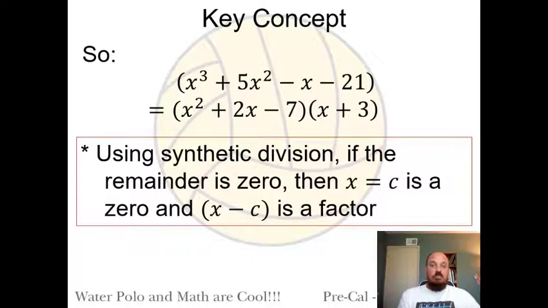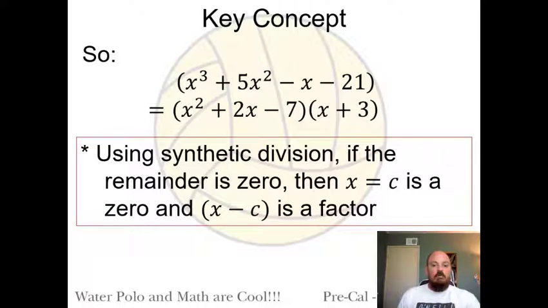But basically, if you divide polynomials and the remainder is 0, then you found both a factor and a solution, which are essentially the same thing. So if you use synthetic division, then that number x equals c is a 0, and the factor that goes with it, which is change the sign, x minus c, is a factor.